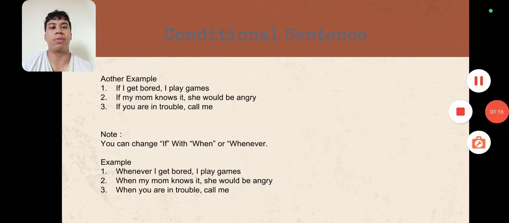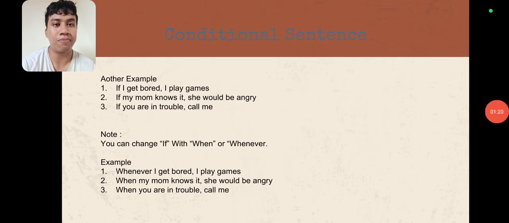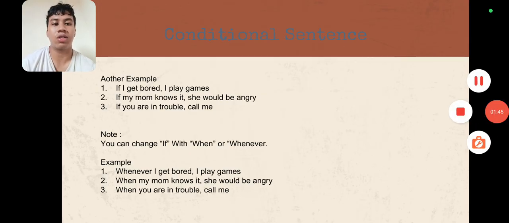Another example is, if I get bored, I play games. If my mom knows it, she would be angry. If you are in trouble, call me. You can change if with when or whenever to make it more varied. For example, whenever I get bored, I play games. When my mom knows it, she will be angry. When you are in trouble, call me.